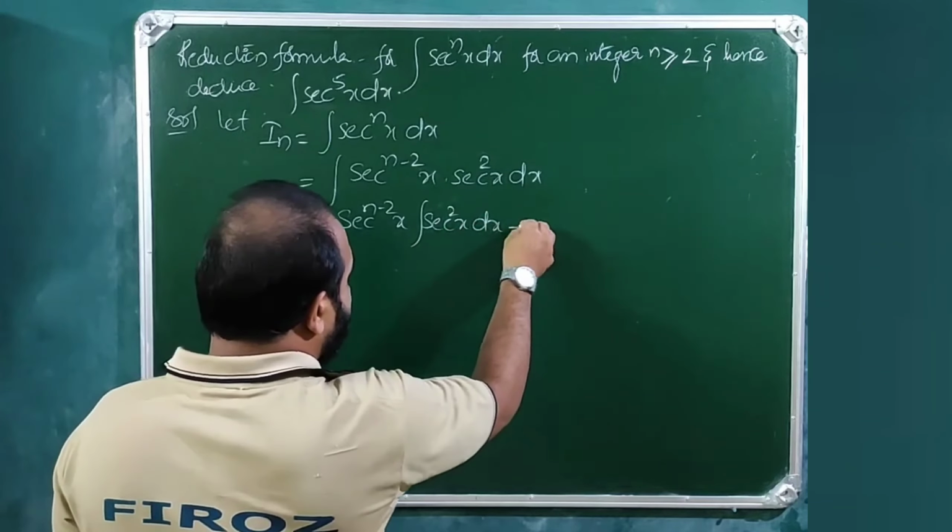Now the integral sin power m x into cos x dx. This is of the form f of x whole power m into f dash x. Sin x has derivative cos x, so sin x is f of x, and its derivative is f dash x. So f of x whole power m into f dash x dx, we have the result f of x whole power m plus 1 by m plus 1. So f of x is sin here, so sin power m plus 1 x by m plus 1.